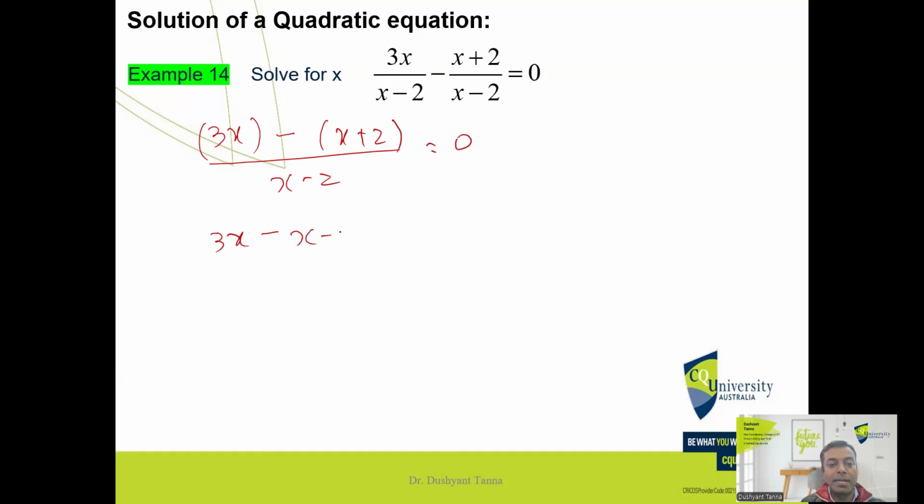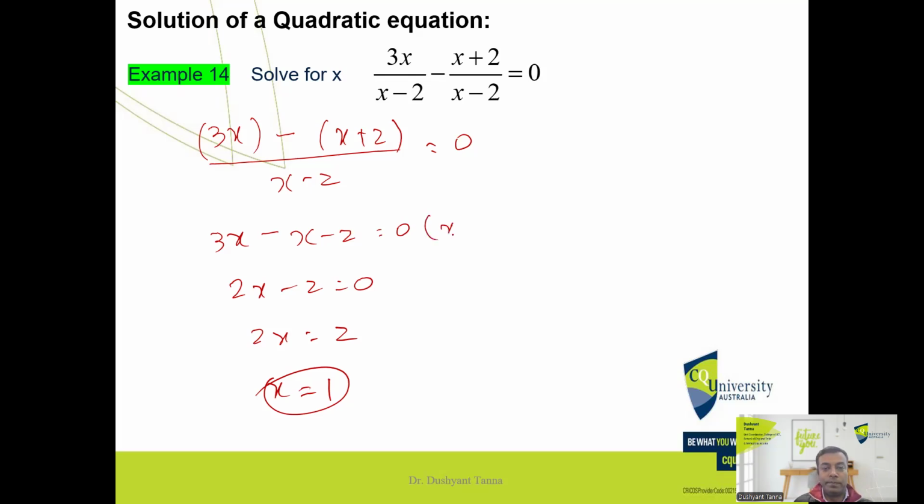So 3x minus x minus 2 is 0. Thanks, Gabo. 2x minus 2 is 0. 2x is 2, and x is 1. Got that? Somehow I did it completely wrong. Wait, where did the denominator go? Oh, yeah, okay. Thanks, Mike.